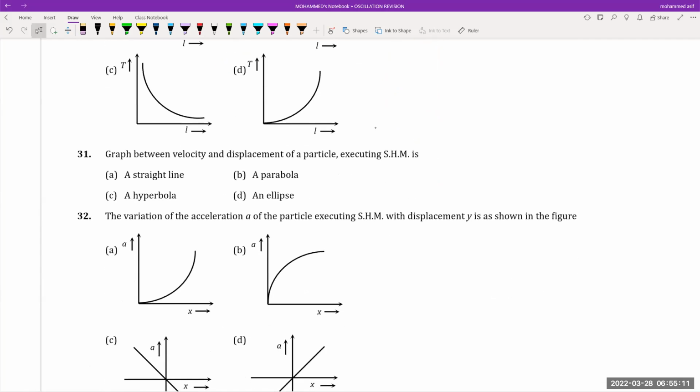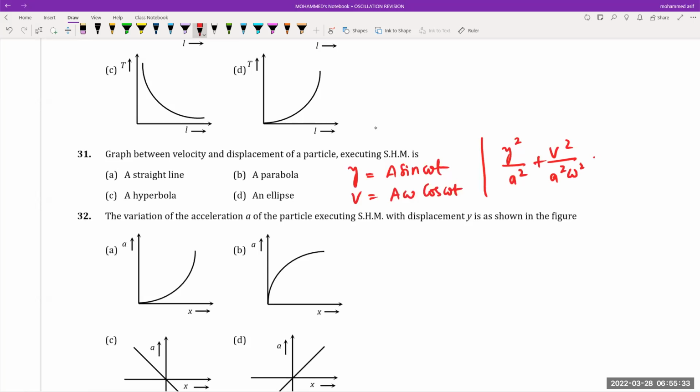Next one, graph between velocity and the displacement of the particle executing in SHM. देखो डिस्प्लेसमेंट का फॉर्मूला क्या होता है? y is equals to a into sin omega t, और वेलोसिटी का फॉर्मूला v is equals to a omega into cos of your omega t. तो अगर मैं दोनों को डिवाइड कर रहा हूं तो विल बी गेटिंग y square divided by a square plus v square divided by a square omega square, किसके बराबर हो जाएगी? 1. यानी दिस वन इज योर इक्वेशन ऑफ एलिप्स. This is your equation of ellipse, so it will be an ellipse.